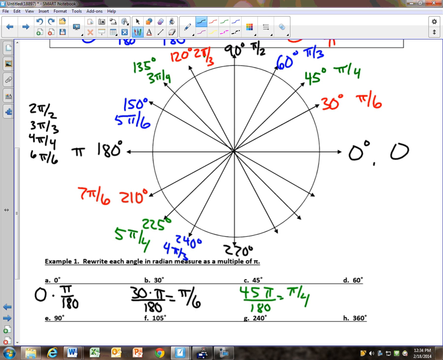270. Ooh, divisible by 90. How many 90s go in 270? 3. So I've got 3 of these, or 3 pi over 2. Then I got 300. How many 60s go into 300? 5. 5 60s, or 5 pi over 3.